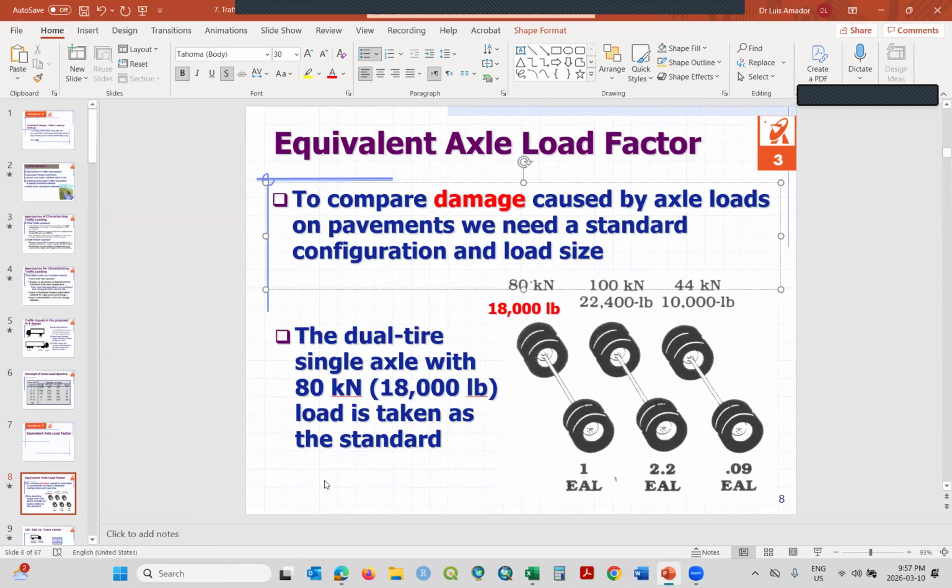So this is the nature of the relationship. Everything will be expressed in the 18,000 pound axle, and we will calculate how much damage the pavement will suffer after a given number of passes. That number of passes will be proportional to the service life of the road, say 10, 15, 20 years.